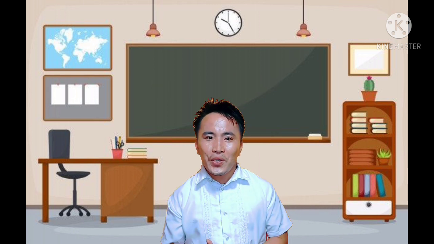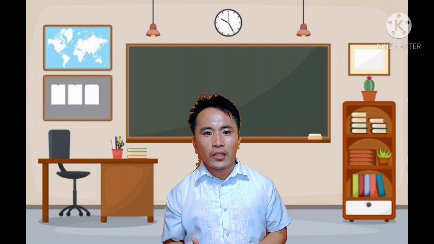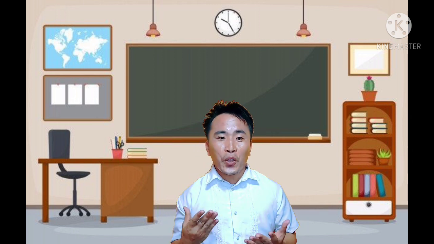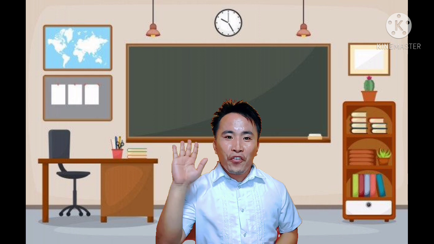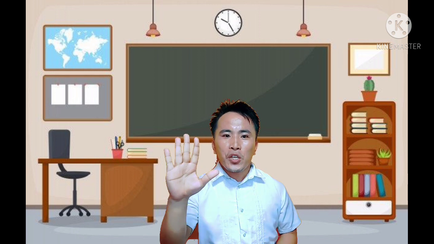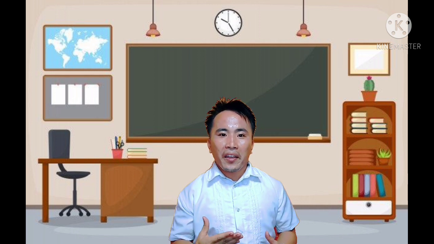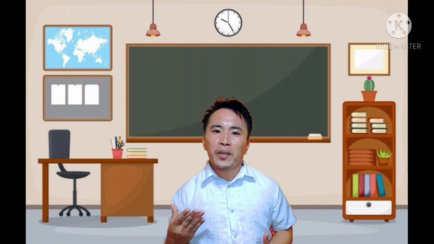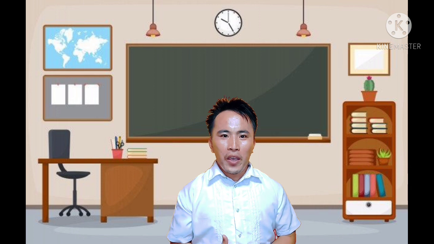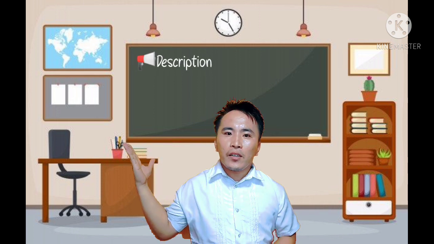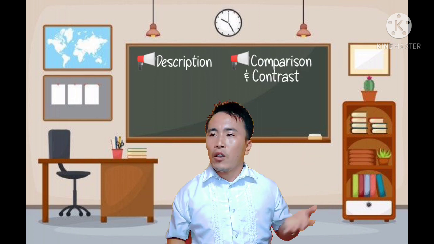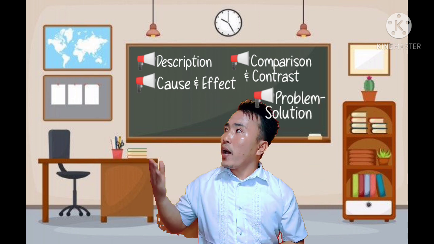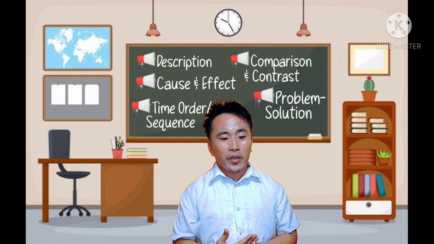And now, kids, did you enjoy our discussion? And now, what have you learned today? Very good. You learned the 5 structures of informational text. We have description, comparison and contrast, cause and effect, problem solution, and time order or sequence.